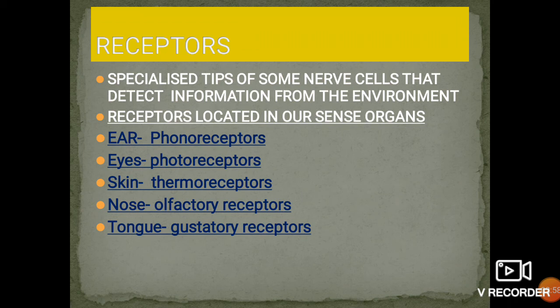In the skin, thermoreceptors are present that detect heat or cold stimuli and touch stimuli. In the nose we can see olfactory receptors, and these are for smell detection. And in the tongue, gustatory receptors are there for taste detection.